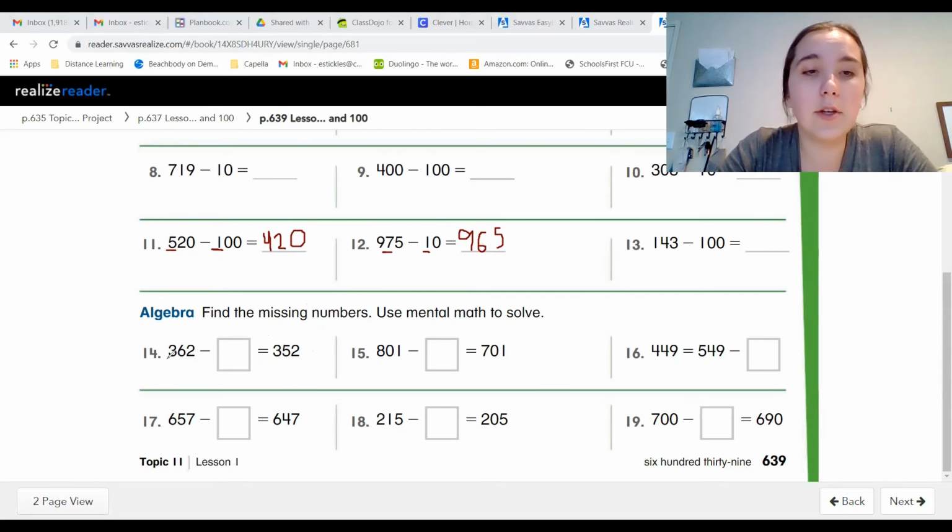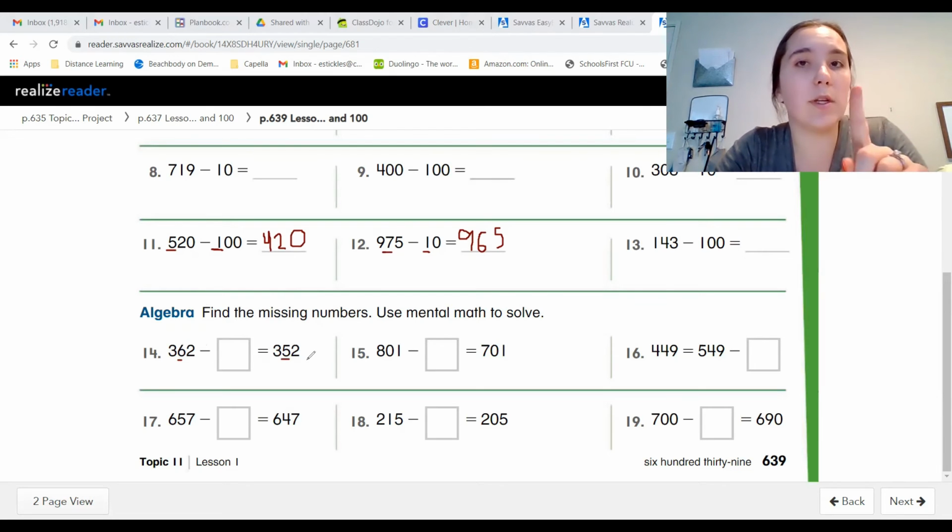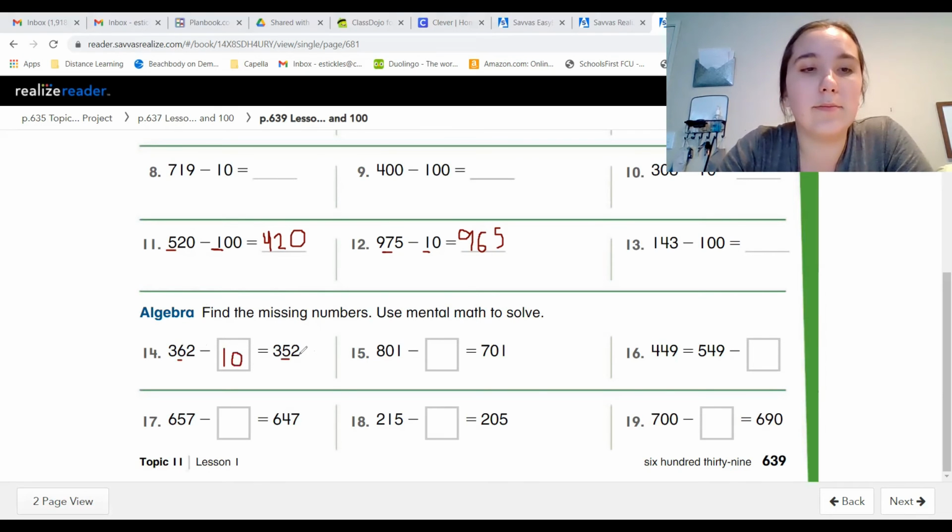So let's see, our hundreds are still the same, 300 and 300. Our tens, we had 6 tens and now we only have 5 tens. So it looks like our tens are what changed. And then our ones, we have a 2 and a 2. So those didn't change at all. So let's think, if I had 6 tens and now I only have 5 tens, how many tens did I subtract? Just 1 ten. So that means they did 362 minus 10 equals 352.